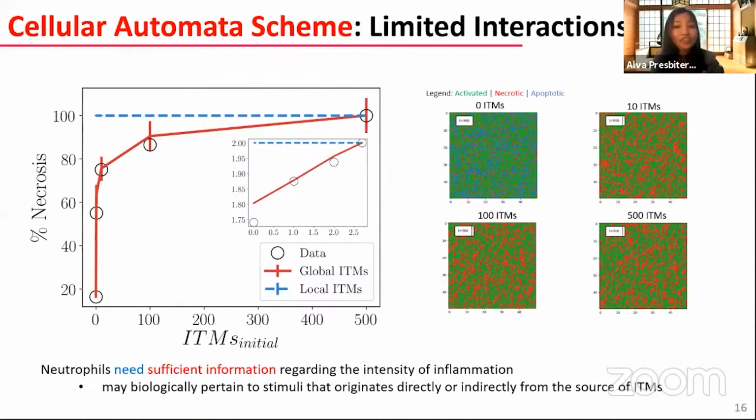And what we actually saw was that the neutrophils need sufficient information. So this would be in the global ITM scheme regarding the intensity of the inflammation. And what this could probably mean is that biologically, the stimuli that originates directly or indirectly from the sources of ITMs, which could be pro-inflammatory cytokines and other substances, is required for these players to actually decide on whether they would go into necrosis or they would go into apoptosis.